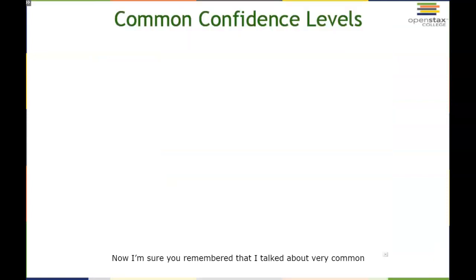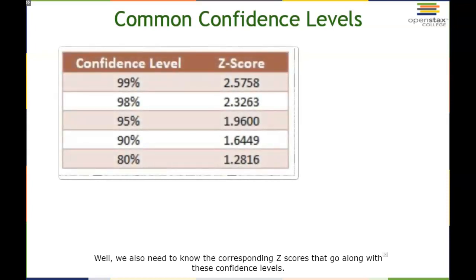Now, I'm sure you remember that I talked about very common confidence intervals. And I said 80, 90, 95, 98, 99. These are very common confidence levels that we use in statistics. Well, we also need to know the corresponding z-scores that go along with these confidence levels. Now, there are ways of figuring it out on the TI-84, but pretty much, if you kind of keep this little chart with you, your calculations will go a lot faster.